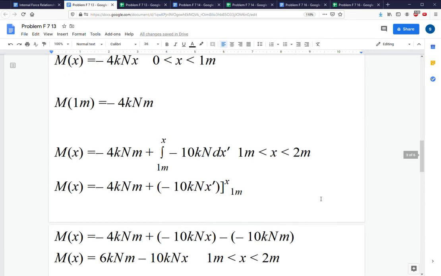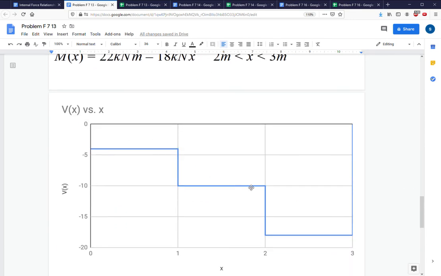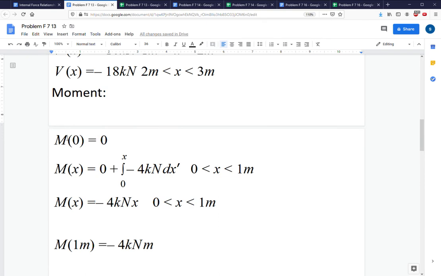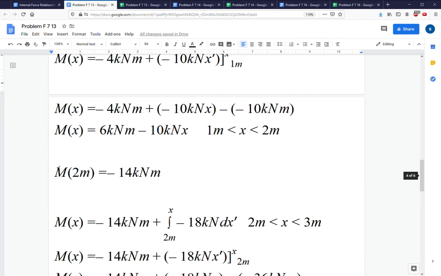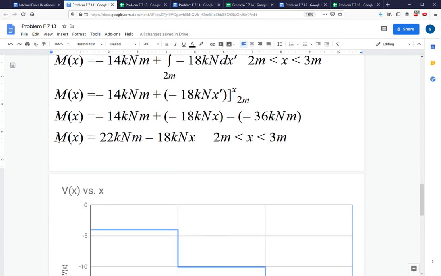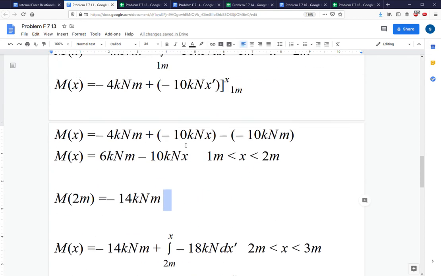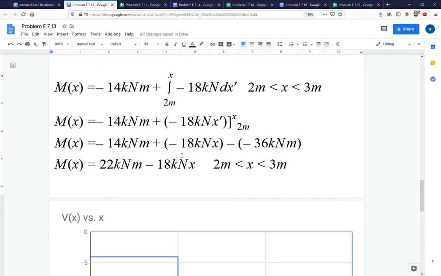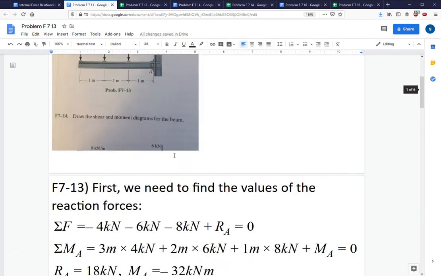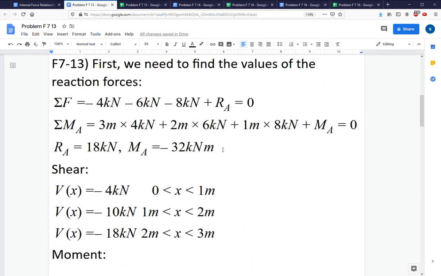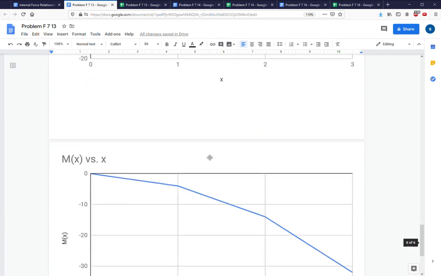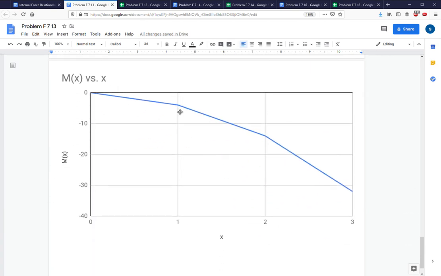We could also, because we recognize that the moment function is composed of straight lines, could find these points. Moment of 0 is 0, moment of 1 meter is -4, moment of 2 meters is -14, and moment of, well, if you plug in 3 meters for here, you would get -32. Wait, I already calculated this. You would get, yeah, -32. So you could play connect the dots there.